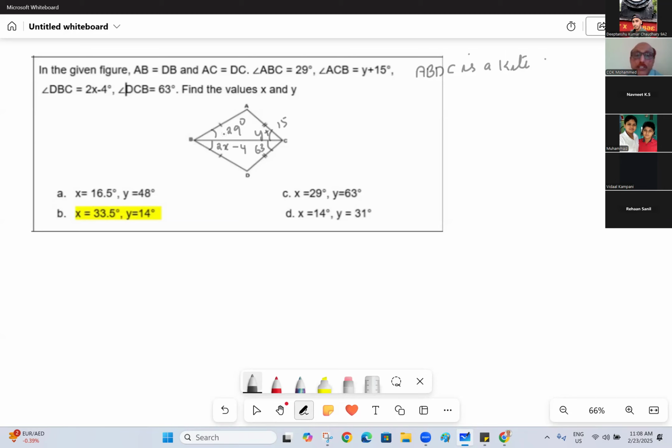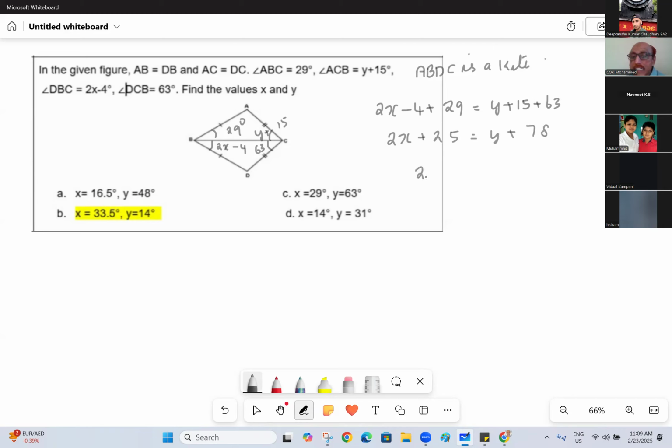So many properties of kite you have studied. Two consecutive pairs of adjacent sides are equal. Then diagonals are perpendicular to each other, and one will bisect the other. And then one pair of opposite angles are equal. That's also one of the properties of kite. One pair of opposite angles means here 2x minus 4 plus 29 is equal to y plus 15 plus 63. They're equal. Then 2x plus 25 is equal to y plus 78.